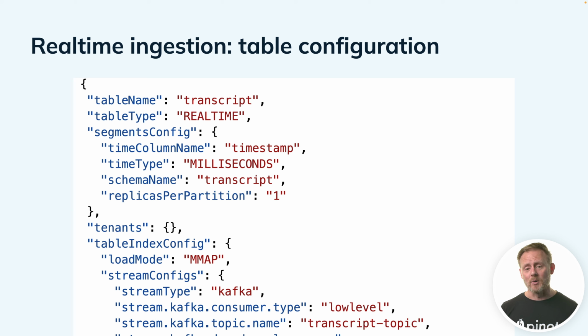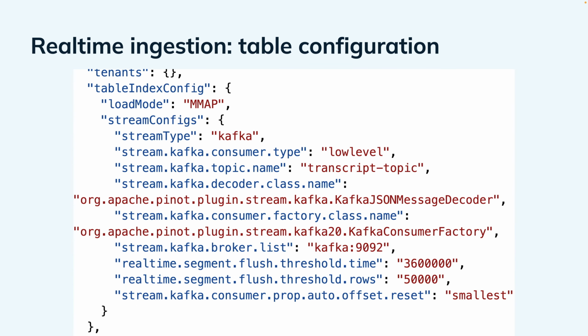But here we have our table configuration file. Now, that table config file, notice that second line, table type is real time. So that's what we call a table that is ingesting from a streaming source. It's a real-time table. Various other things there. I want to draw your attention in the middle here to the stream configs.